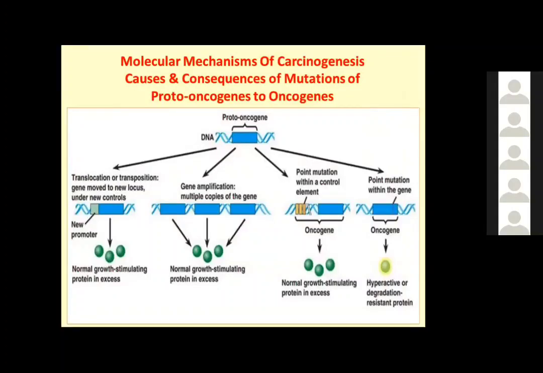Molecular mechanism of carcinogenesis as regards mutation-induced transformation of proto-oncogenes to oncogenes includes these four major molecular mechanisms. First, as we can see here, if we have a proto-oncogene, then we might get point mutation within the control element of the gene and the promoter of the gene, or point mutation within the gene itself, or chromosomal abnormalities leading to gene amplification.